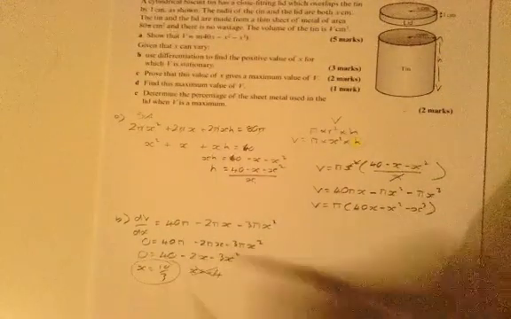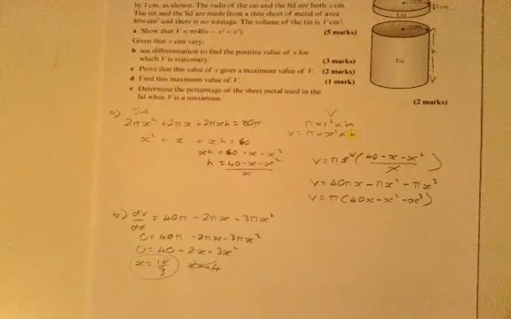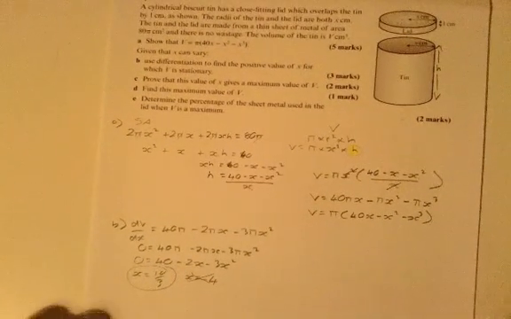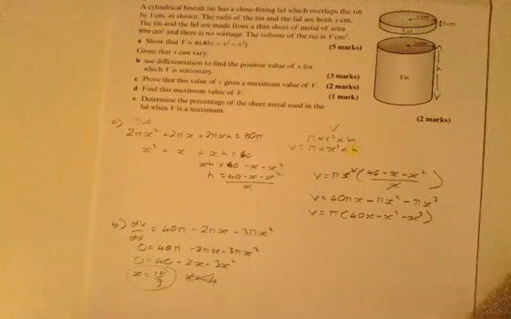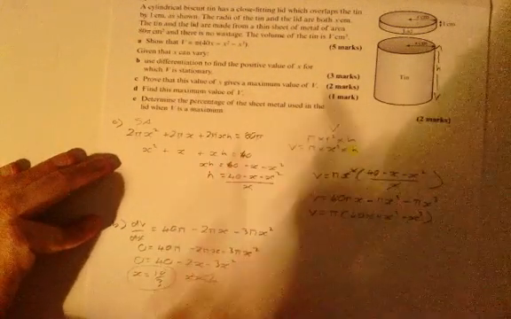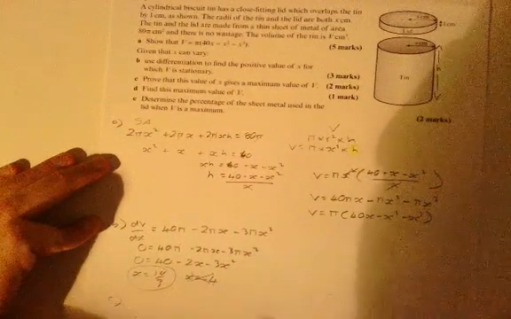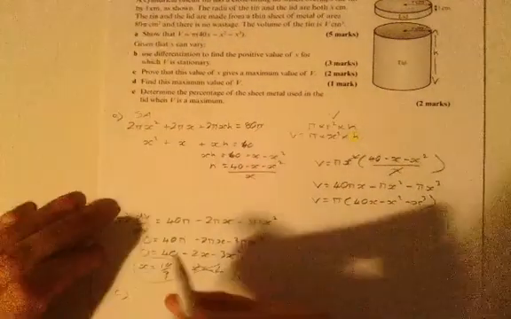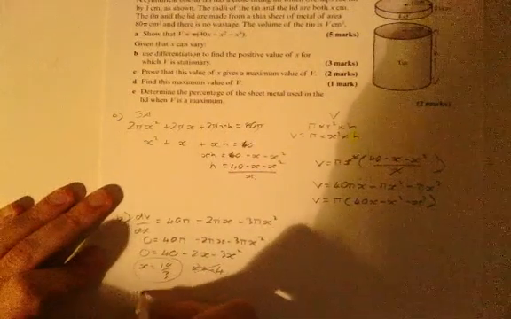I'm going to reject one of them. Which one am I going to reject? Yep, the negative one, because we can't have a cylinder with a negative radius. Okay, so we've now figured out the value of x, or the radius of this tin, when the volume is going to be a maximum. Okay, so prove that this value of x gives a maximum.